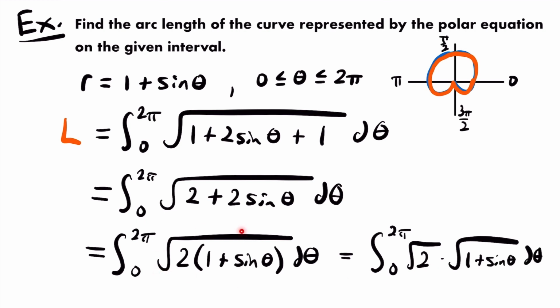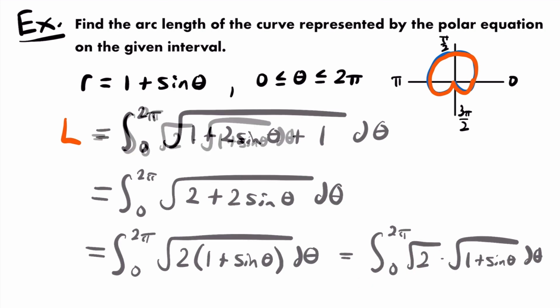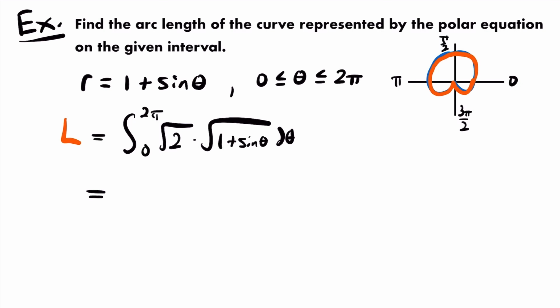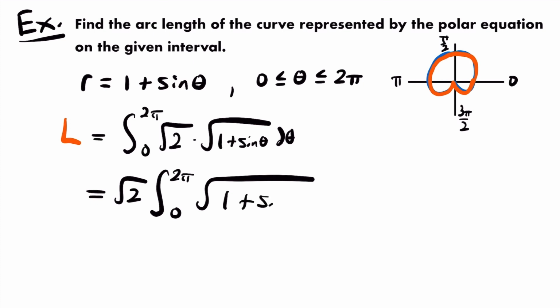All right, so we just took the square root of each of these parts, so we have the square root of 2 right here, and the square root of 1 plus sine theta right here. Now what we can do is pull the square root of 2 to the front of the integral, and so if we do that, this will be equal to the square root of 2 times the integral from 0 to 2 pi of the square root of 1 plus sine theta d theta.